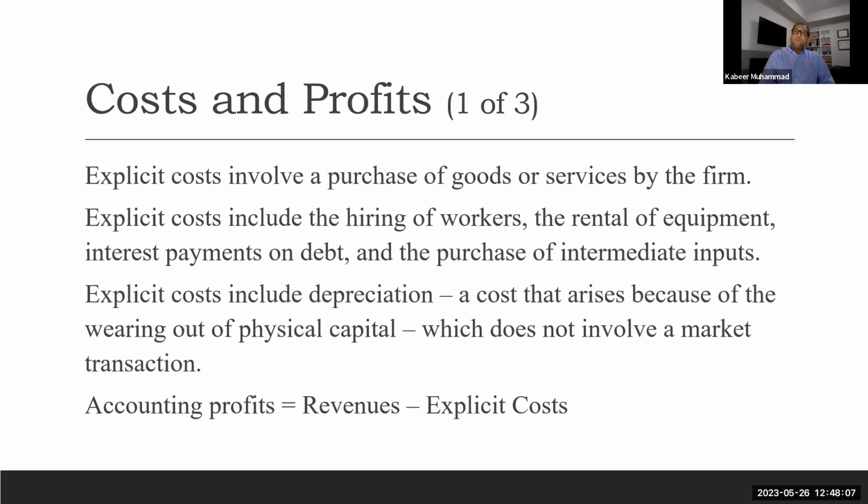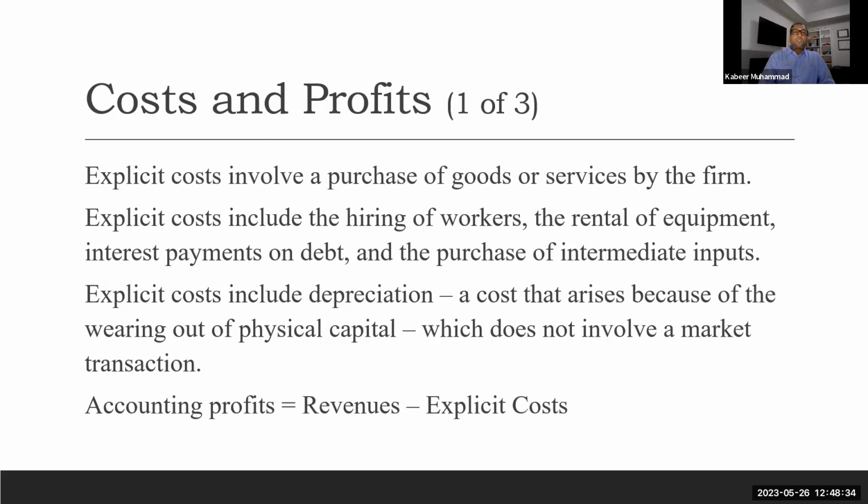So first we take all the explicit costs, costs in which a transaction is taking place. Explicit cost involves the purchase of goods and services by the firm, and includes the hiring of workers, the rental of equipment, interest paid on debt, and the purchase of intermediate inputs. So all these things that you pay for to produce something, this is what we call an explicit cost of production.